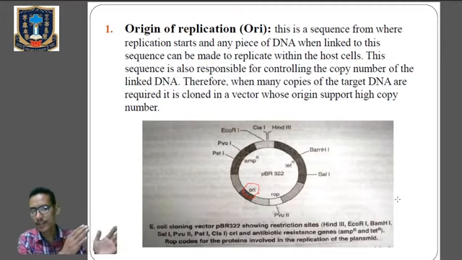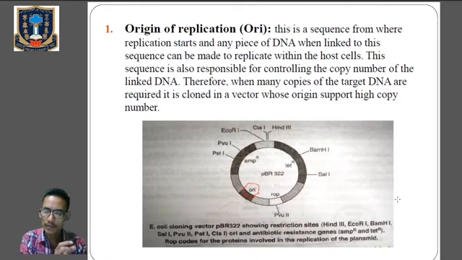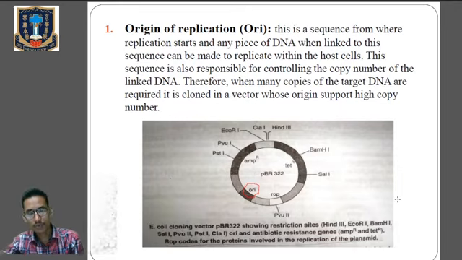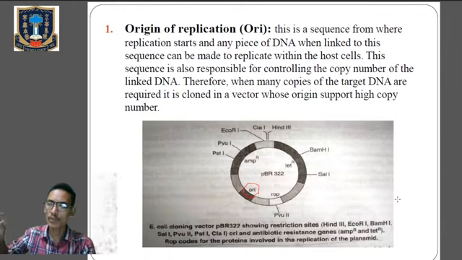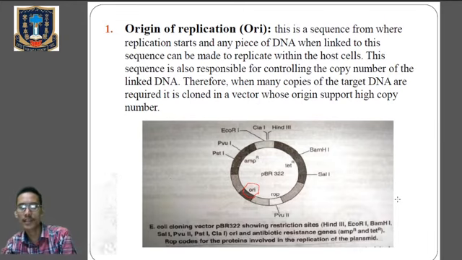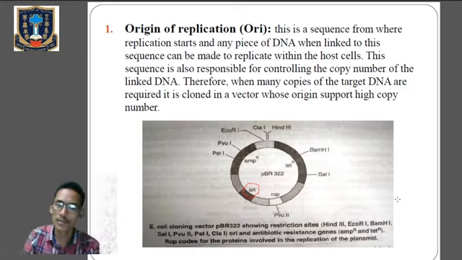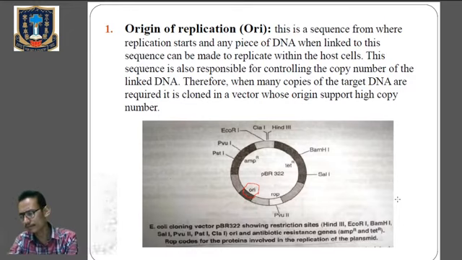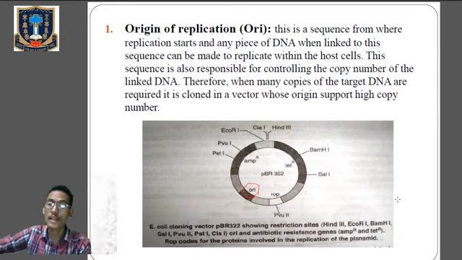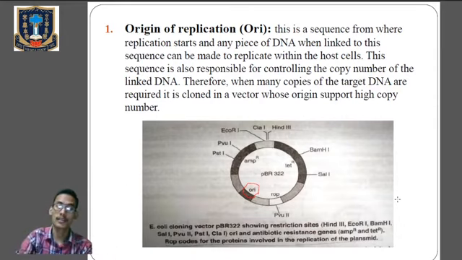Simple. We will take the gene of interest from the foreign DNA, and we will insert that foreign DNA having the gene of interest into the vector DNA. So this ORI site is the sequence from where the replication starts, and when we link that foreign DNA into this site, it will be able to replicate and make multiple copies within the host cells. Clear? So one fragment of DNA will divide into 2, and 2 to 4, 4 to 8, and hence it will keep on multiplying. Clear?